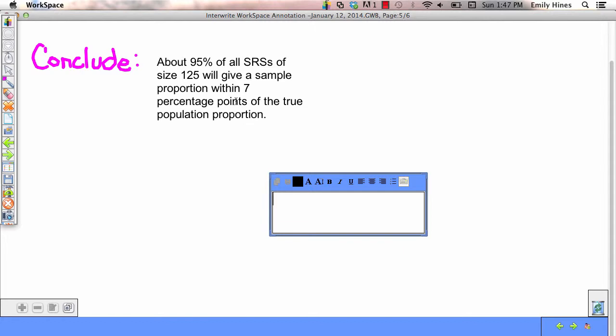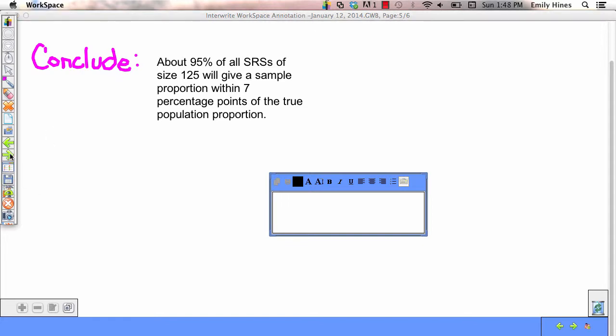Okay, let's talk about what this means. What this means is that what I've proven here with all of my math is about 95% of any sample, of all the samples I take, will be within 7 points. So, basically, I have a 95% confidence that when I take a sample, it will be within 7 percentage points because about 95% of all samples should lie within those 7 percentage points.